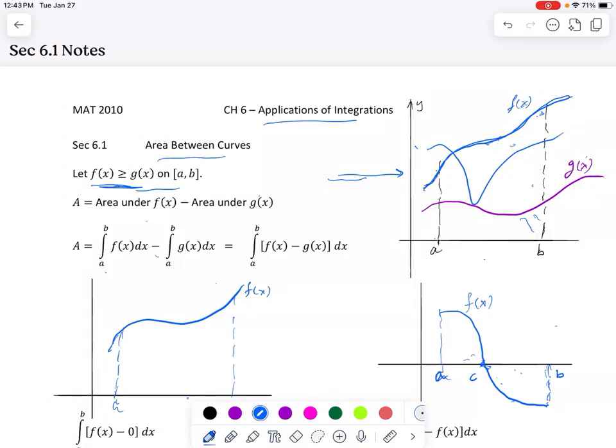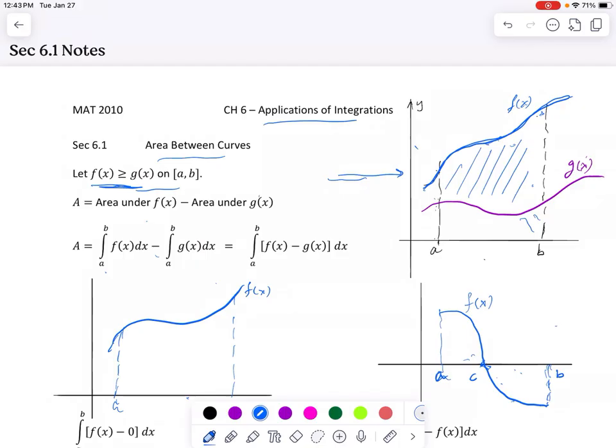In that case, what is the formula for finding the area between the curves? So what do we mean between the curves? This area, and bounds between a and b. So how can we find that?